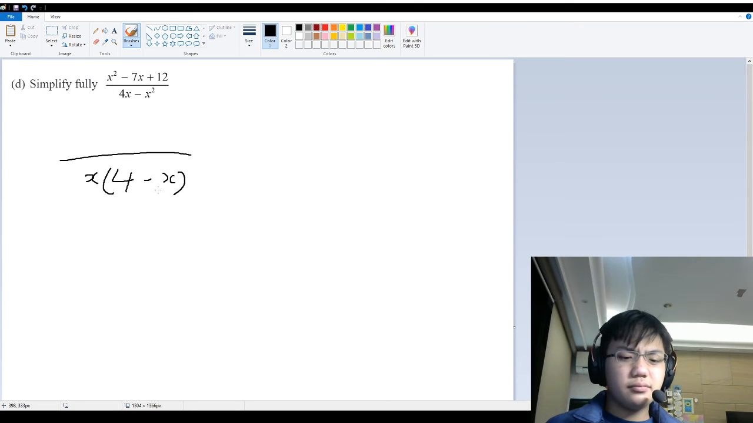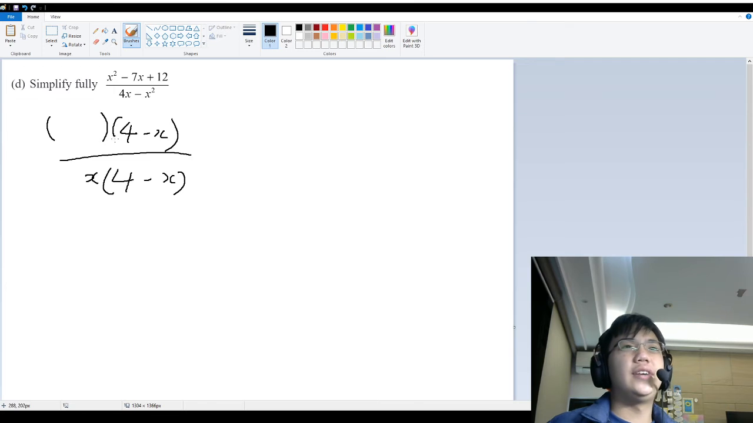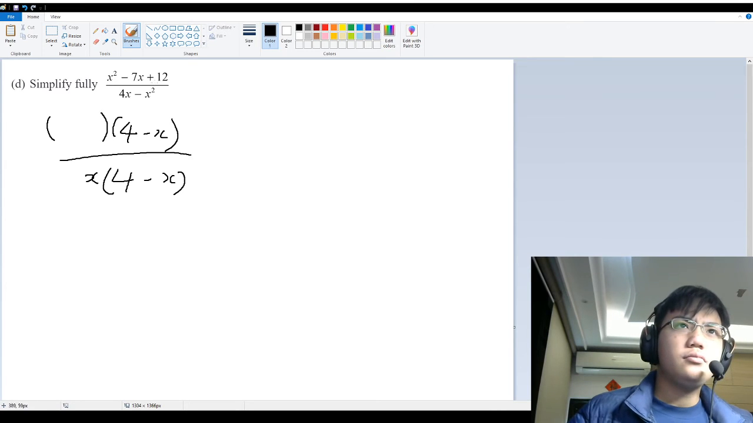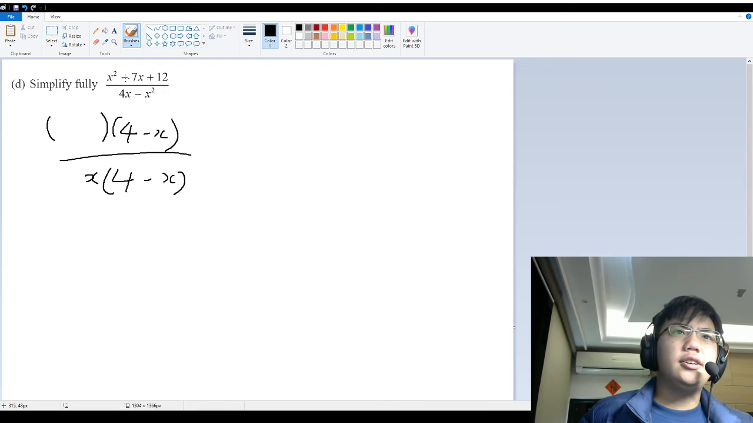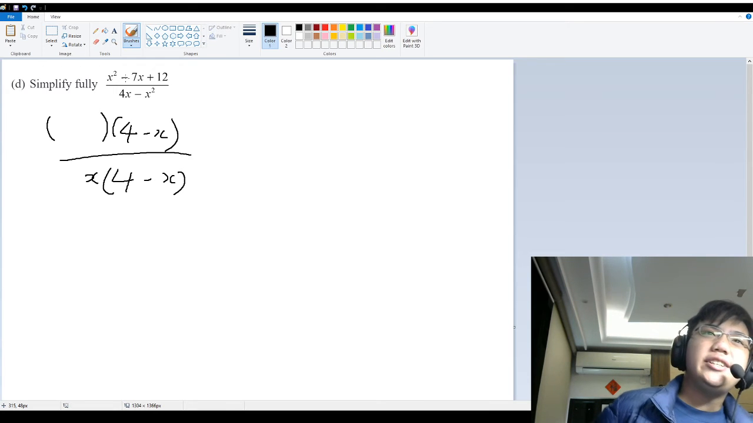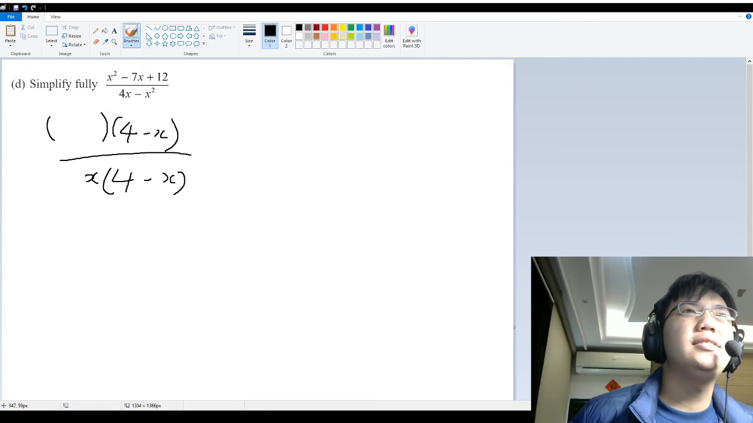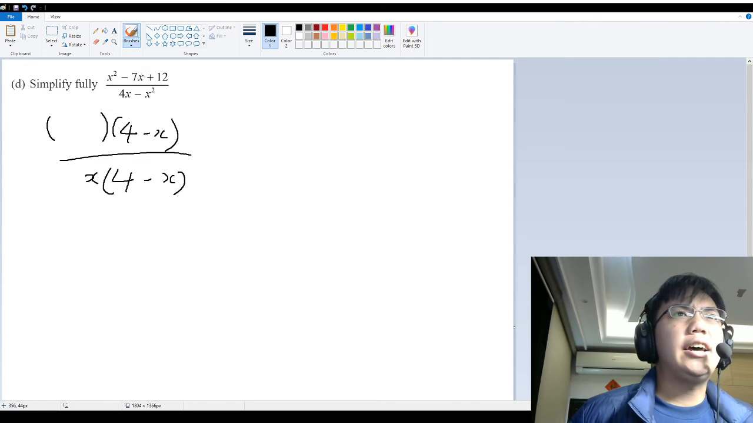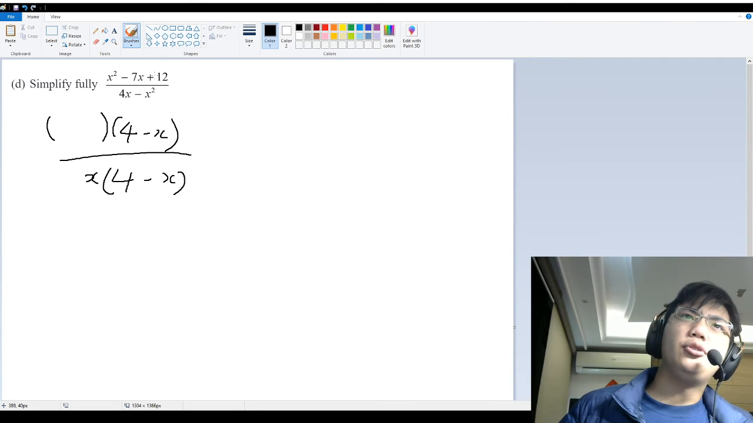Now next, we need to factorize the numerator above. Since this fraction can be simplified, we know that one of the factors of the numerator will be 4 minus x. We just need to find the numerator's other factor. We need to find two numbers that add to negative 7 and multiply to 12.